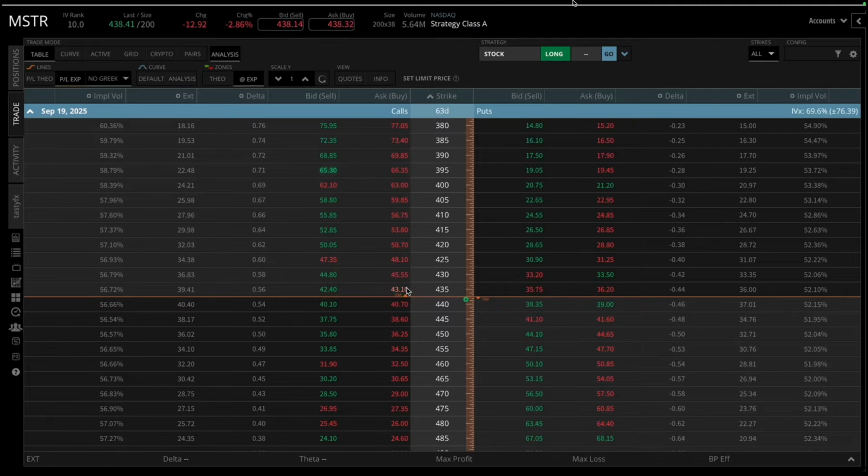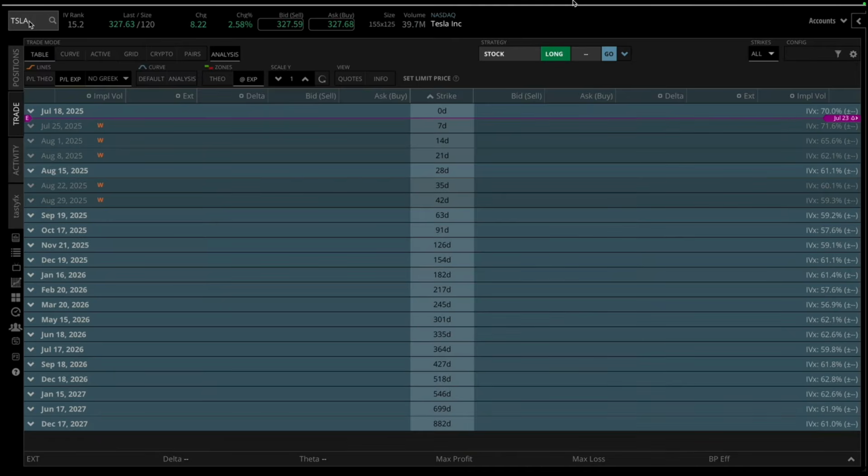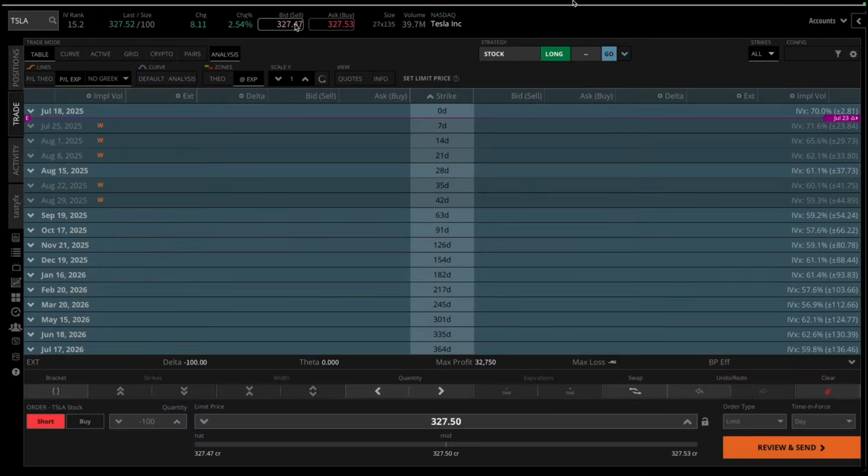And let's take a look at one more ticker. This time I'm going to populate Tesla. And selling short 100 shares of Tesla would reduce our buying power by $16,374.